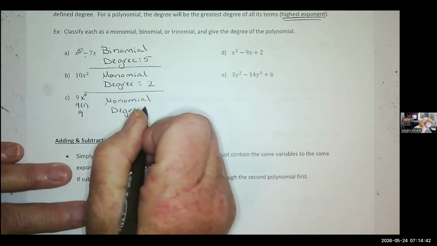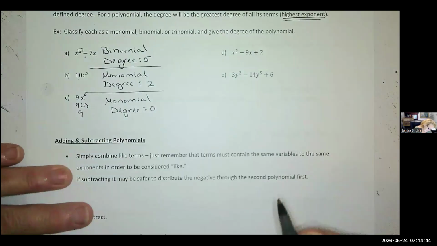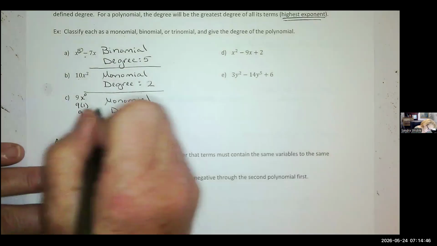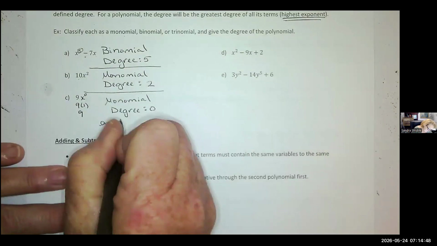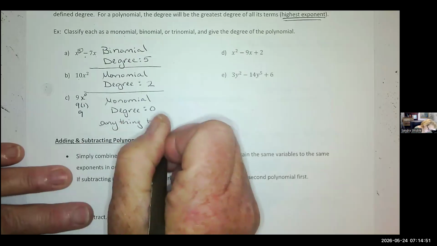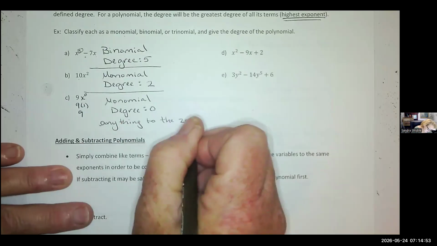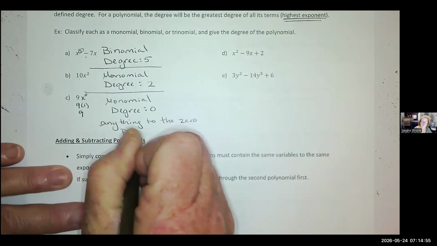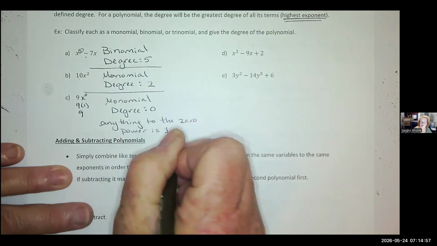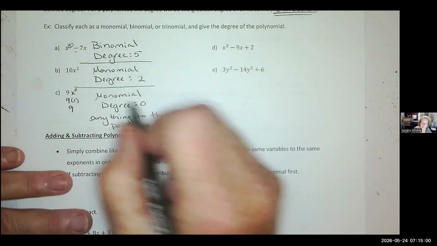All right. And I'm going to write this. Anything to the 0 power is 1. All right. If you haven't done it yet, please go attempt these.